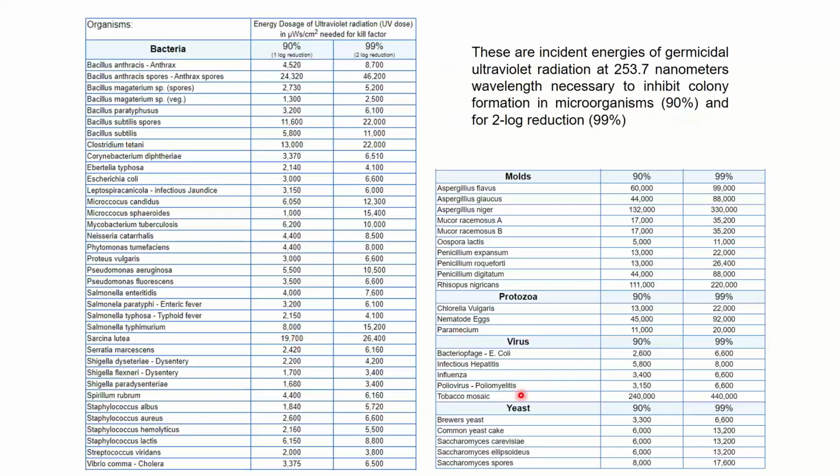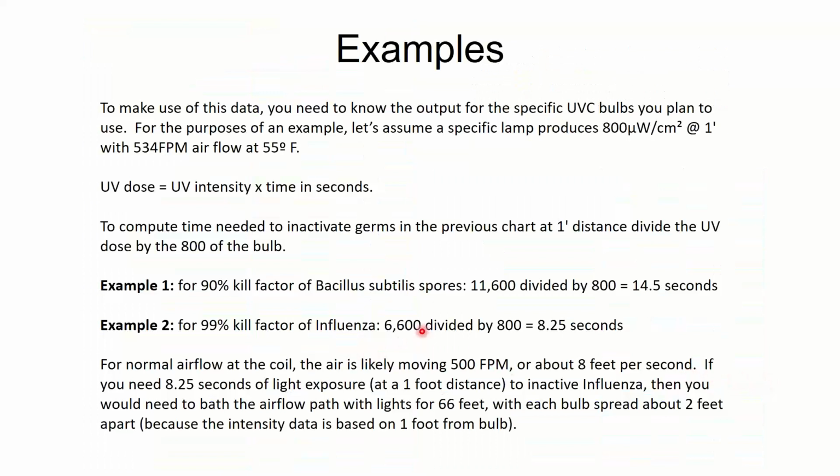Pick something else. I picked influenza. Let's say I want to kill 99% of influenza. I need 6,600. You notice the viruses in general are easier to kill than most of the bacteria. Viruses are apparently wimpier. I don't know. But I need 6,600. Divide that by the bulb intensity. I need 8 seconds of shine time.